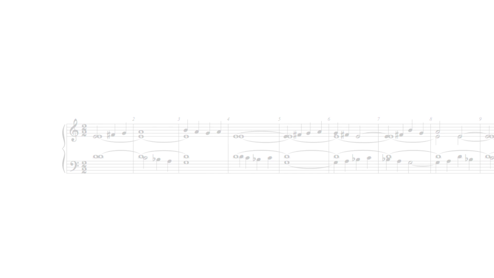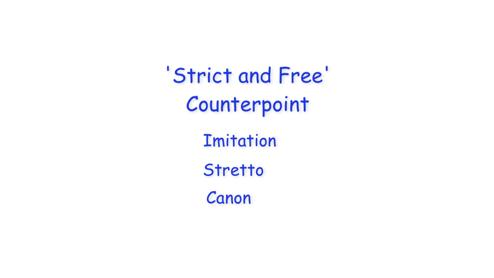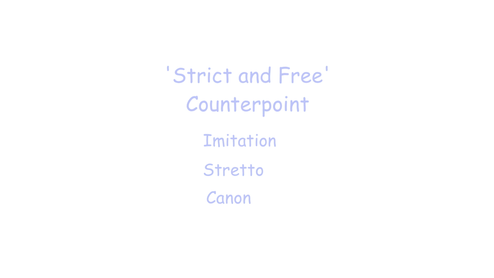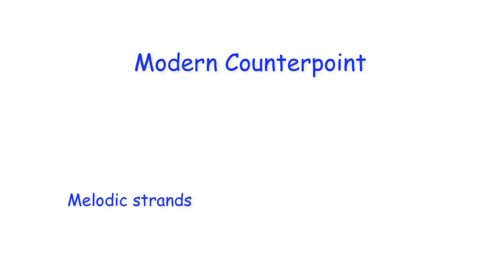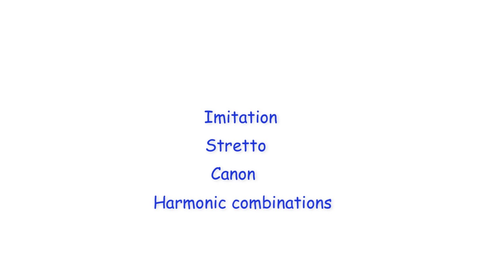When contrapuntal devices such as imitation, stretto, and canon were included in these works, the rules of strict and free contrapuntal writing still governed the individual contrapuntal strands, as well as the form and location of the contrapuntal devices. In contrast, modern contrapuntal works are more horizontally conceived, focusing more on the melodic strands and less on the resultant harmonic combinations. When imitation, stretto, and canon are utilized in these works, therefore, the resulting harmonic combinations are subordinate to these devices.